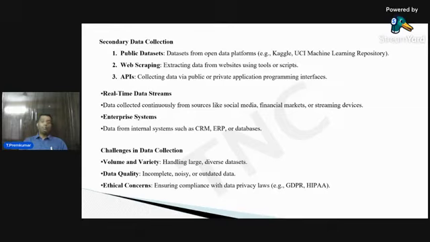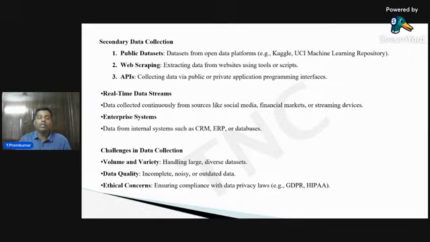In the case of enterprise systems, the data from internal systems such as CRM and ERP or databases is involved. What are the challenges we can find in data collection? The volume and the variety. When you talk about volume and variety, it's handling large as well as diverse datasets, so the maximum amount of data we can consider for data collection.